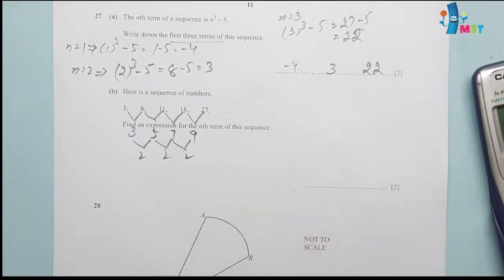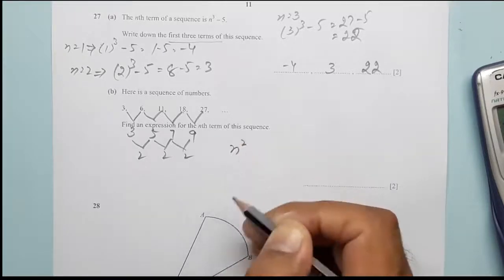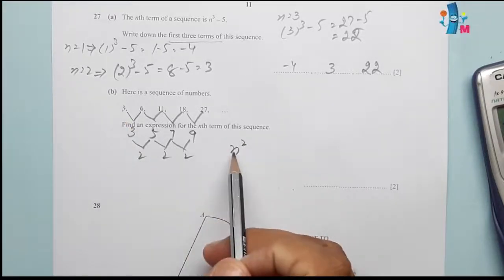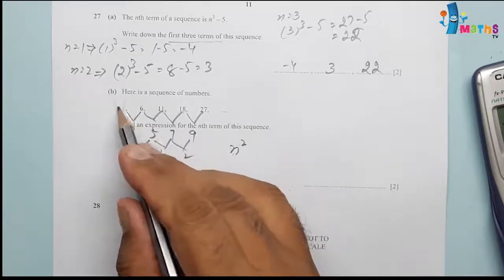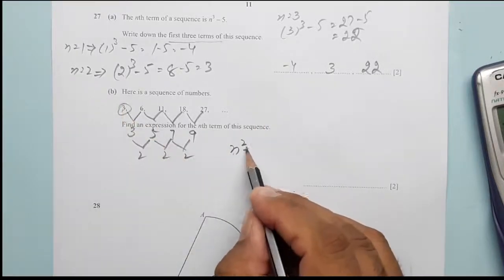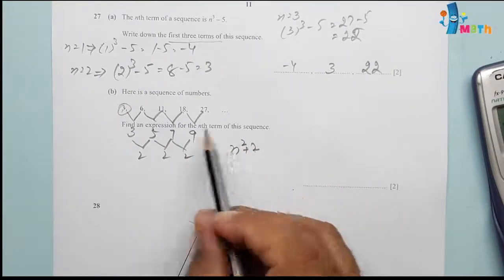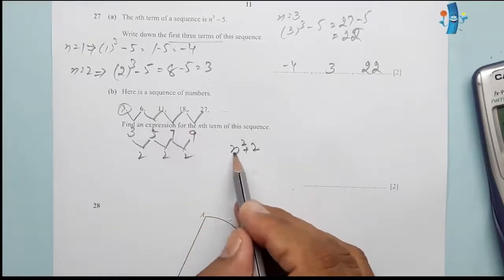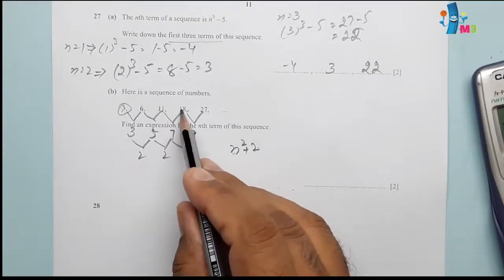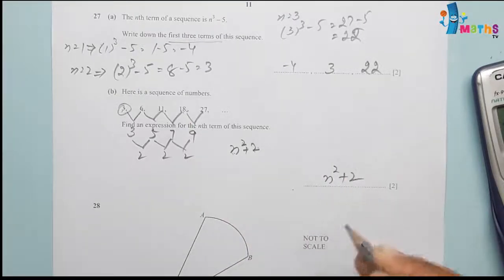So this is showing that n square is involved, right? So n square, if you are taking the first term, 1 square will be 1, but we need 3. So plus 2. So n square plus 2. If we replace with 4, for example, 4 square will be 16 plus 2, we will get 18. So this formula is working. So we'll write here n square plus 2.